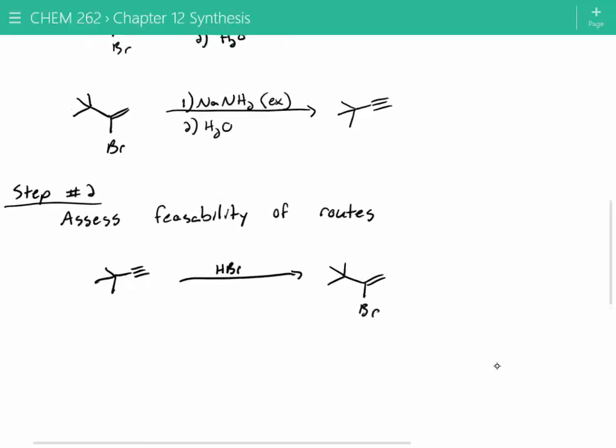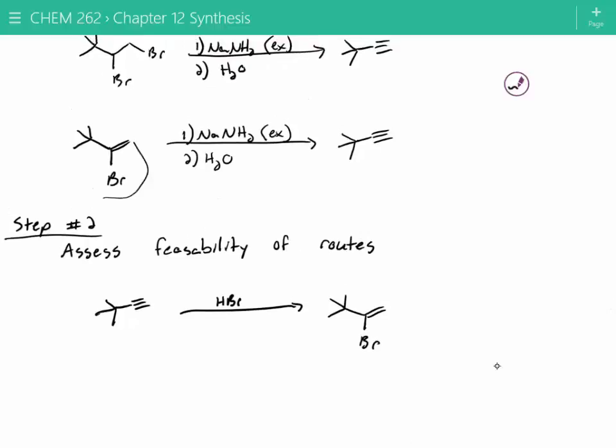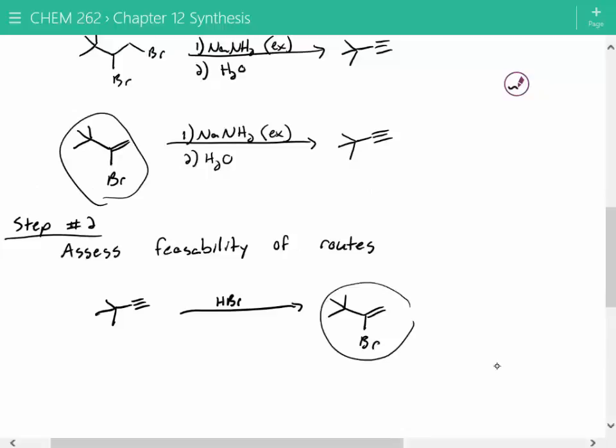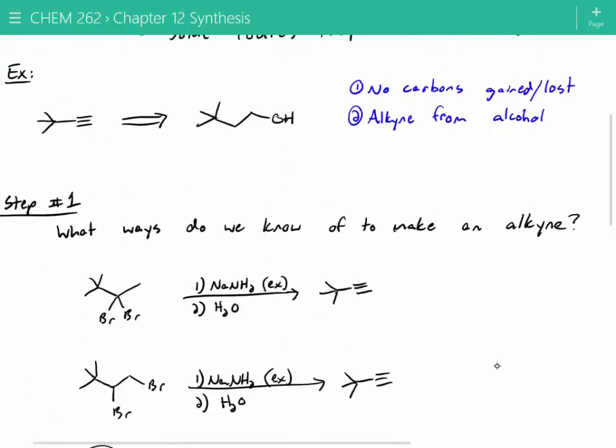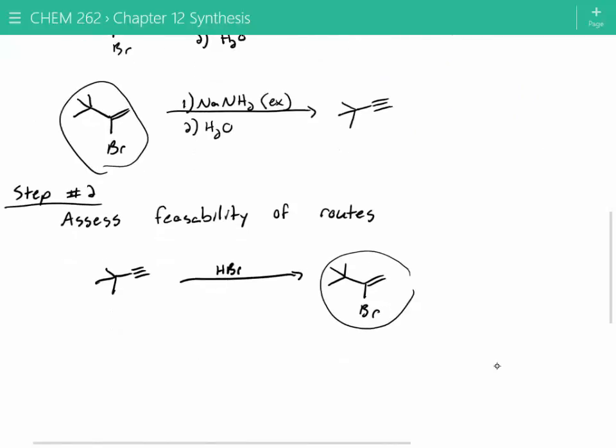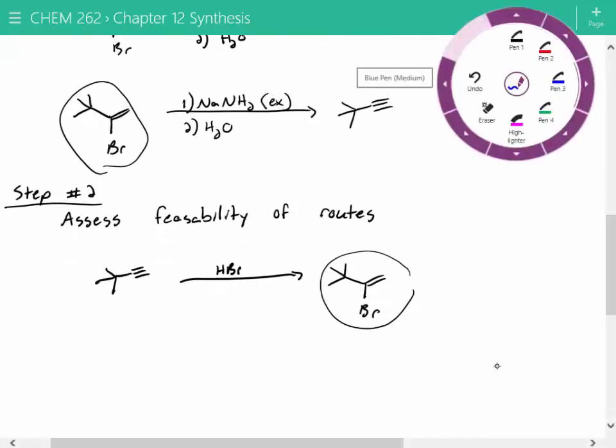So do you guys see? We're trying to use this in order to make our alkyne, but in order to make this, we have to start with that alkyne. So we're chasing our tails. This is what I mean by saying some routes are dead ends. You can write them down, and they work on paper, but the problem is you're just running around in a circle. You're not making progress towards the alcohol that we want as our starting material. So in this case, we can say that this route is a dead end.